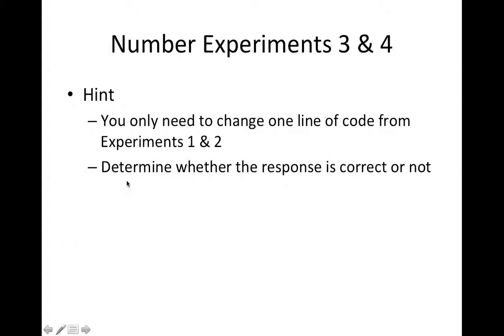The line of code that you need to change in this particular setup is the line that determines whether the response is correct or not. So previously, it says if the number is greater than 5 and participants pressed the right button, then they're correct. Okay, you should change that line to say if the number is odd, they should press left. If the number is even, it should press right. So that's a fairly simple change.